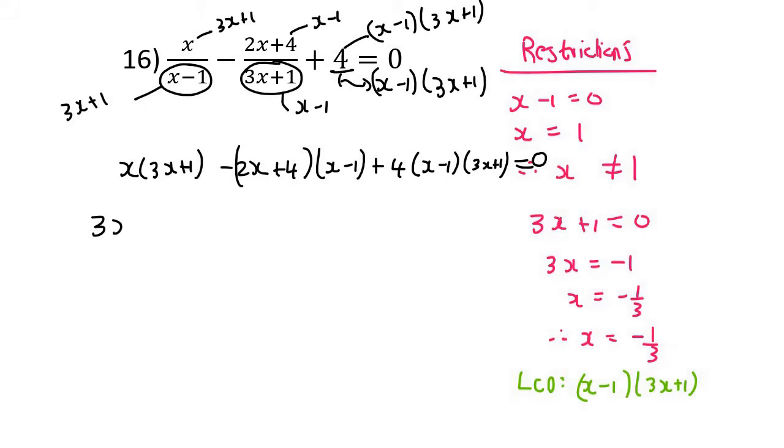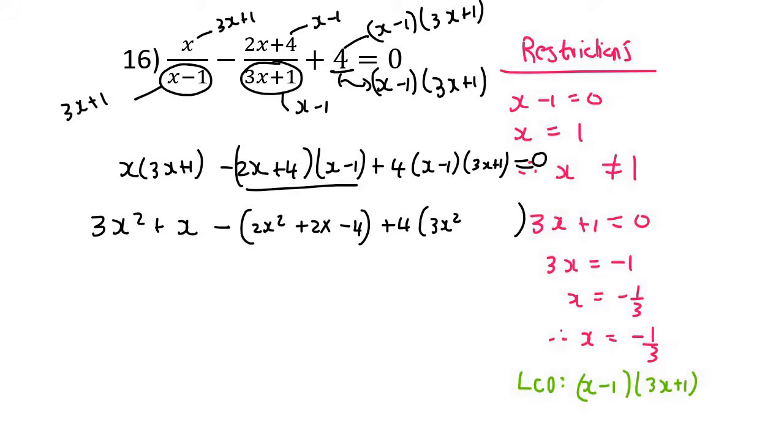So now we're going to end up with 3x squared plus x. Now, this one's a bit more complex, so I'm going to say minus, and then I'm going to open up a bracket, and I'm going to multiply these two together, so that's 2x squared plus 2x. You might say minus 2x plus 4x, but eventually you should get a plus 2x minus 4. Then you're going to say plus 4, and then you're going to get 3x squared minus 2x minus 1, and that's all equal to 0.